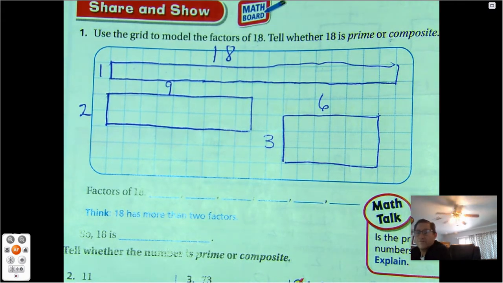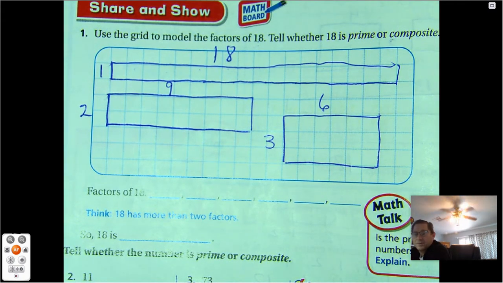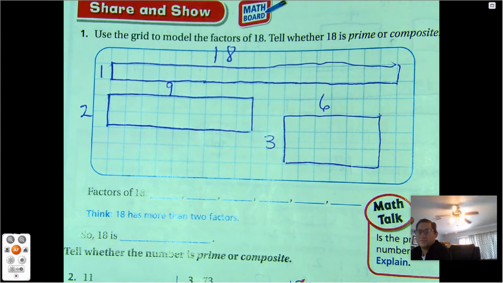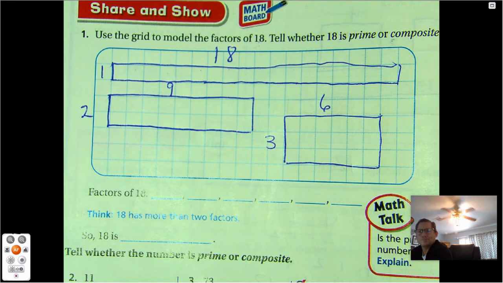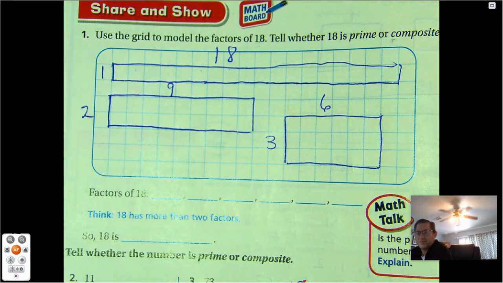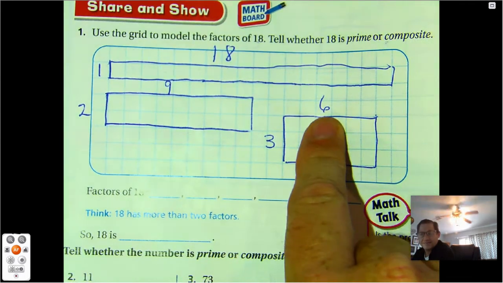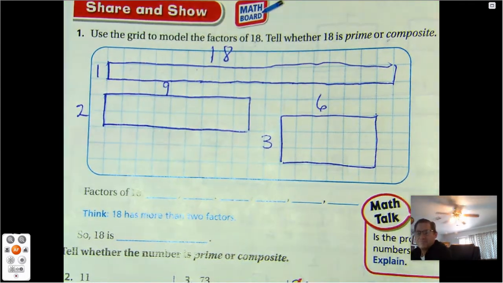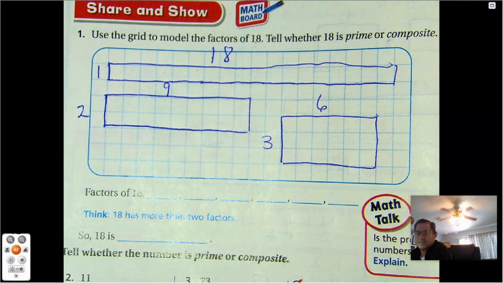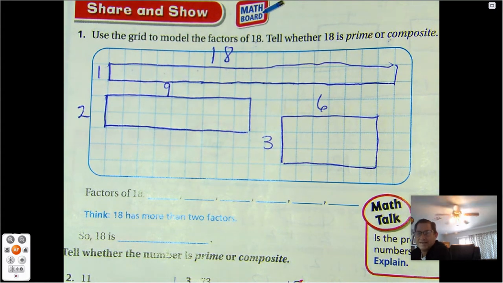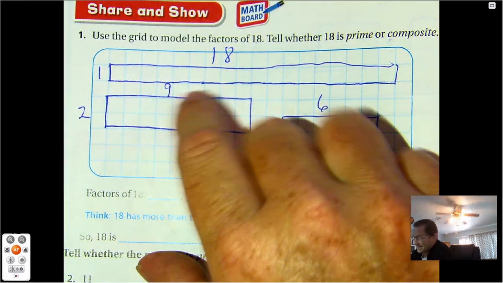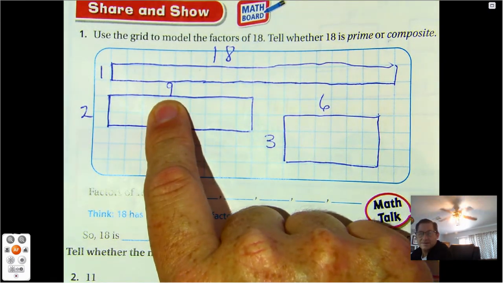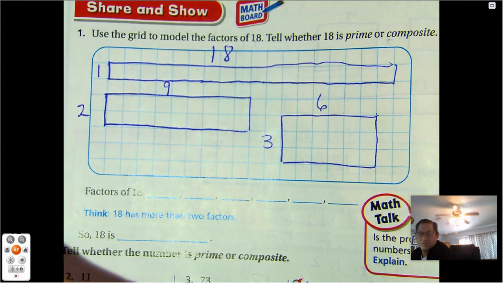4 will not work because I would just count by 4s and go 4, 8, 12, 16, 20. I don't say 18 when I do that. 5, no, because 18 doesn't end in a 5 or a 0. 6, yes, we already identified that 6 is a factor. 7, we can just skip count by 7. 7, 14, 21, no, I didn't say 18. 8, 8, 16, 24, I didn't say 18. 9 we already have as a factor, and 10 times 2 is 20, so 10 won't work.